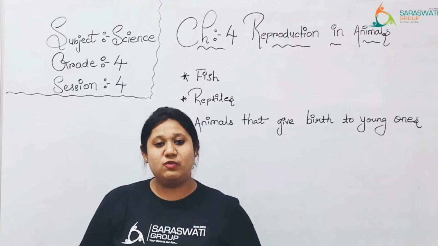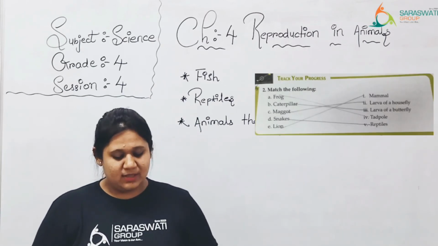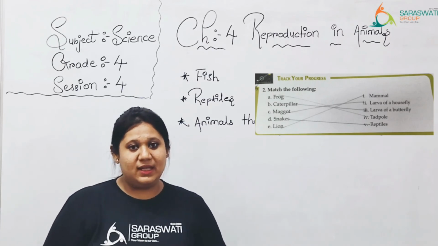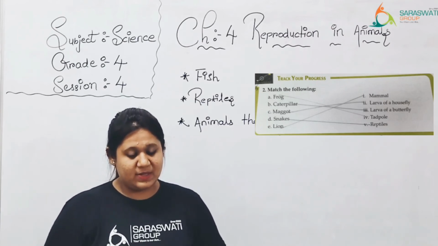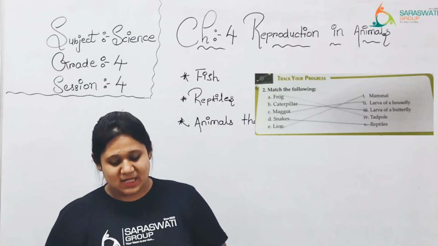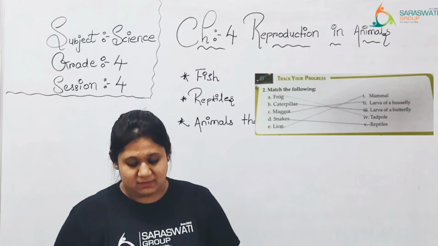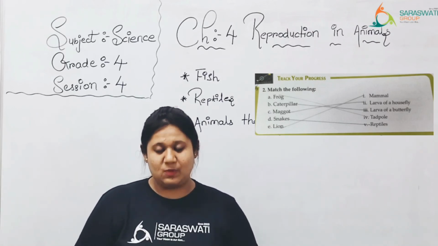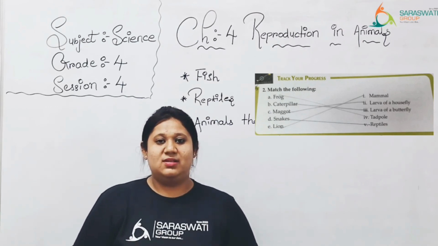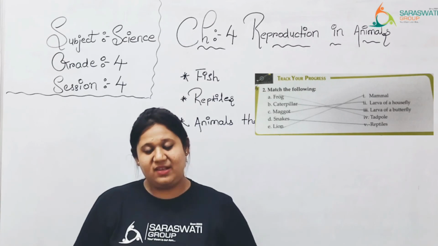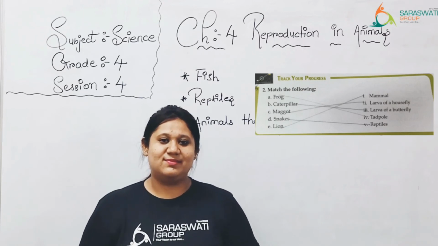Open page number 43. That's given match the column, right? Column A and column B. In column A, frog, caterpillar, maggot, snakes, and lion is given, right? In column B, mammal, larva of a housefly, larva of a butterfly, tadpole, and reptiles is given, right? Frog. Frog का क्या आएगा kids? Mammal, larva of a housefly, larva of a butterfly, tadpole, या reptiles.